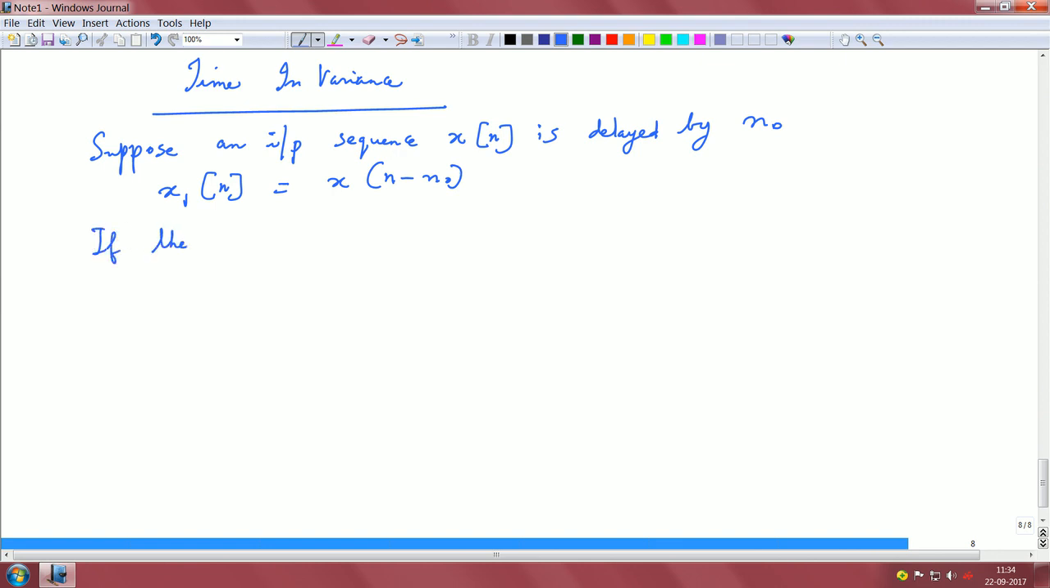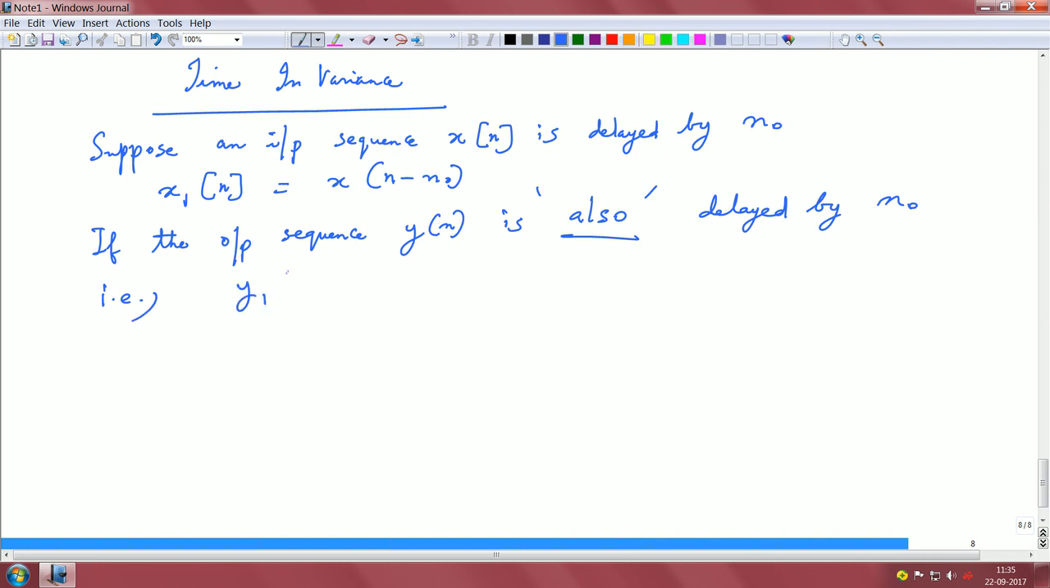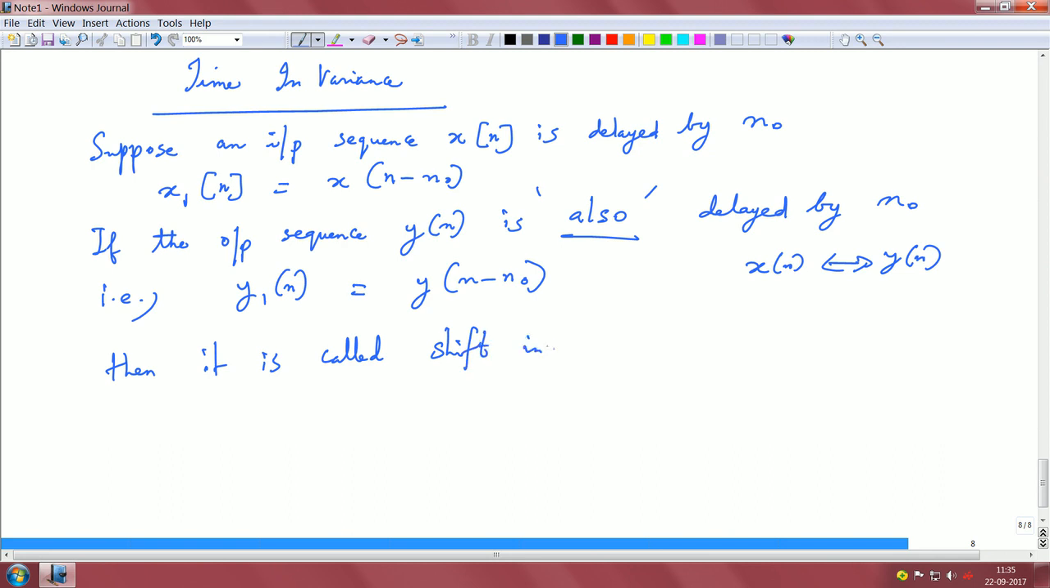If the output sequence y of n is also delayed by n naught, that is y1 of n is y of n minus n naught, and x of n corresponds to y of n, and if you delay x of n by x of n minus n naught, my output is also delayed to y of n minus n naught, and if this property holds, then it is called shift invariance.